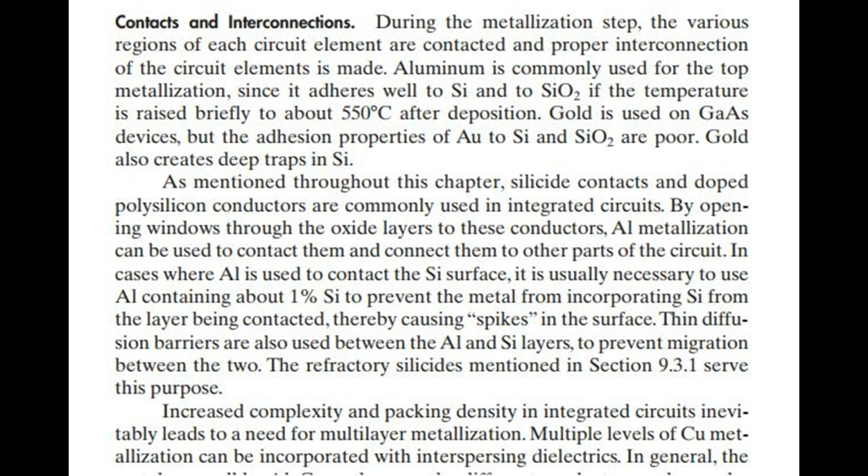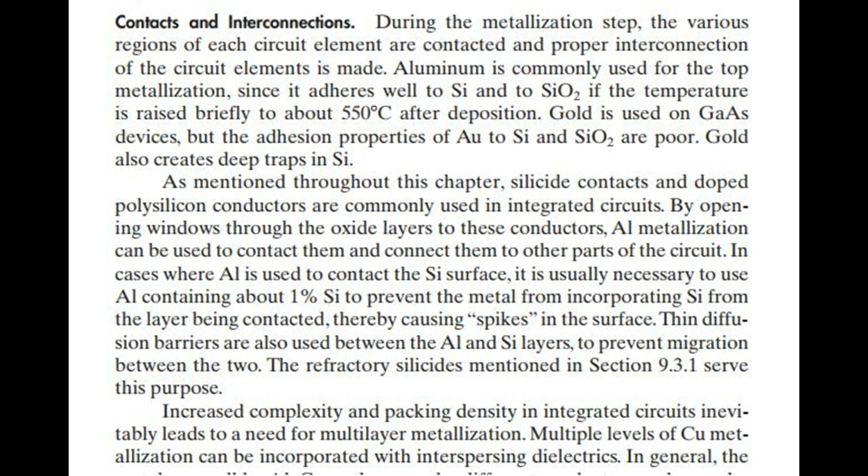As mentioned throughout this chapter, silicide contacts and doped polysilicon conductors are commonly used in integrated circuits. By opening windows through the oxide layers to these conductors, aluminum metallization can be used to contact them and connect them to other parts of the circuit.